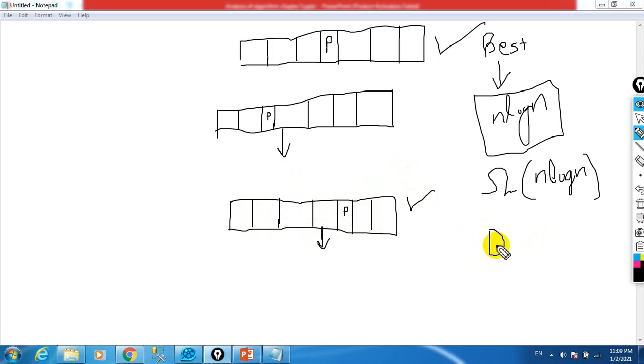So for the average case we have theta. The time complexity of the average case is also the same. So for the time complexity of quicksort, the best case is this one, and the average case is also equal to big theta n log n.